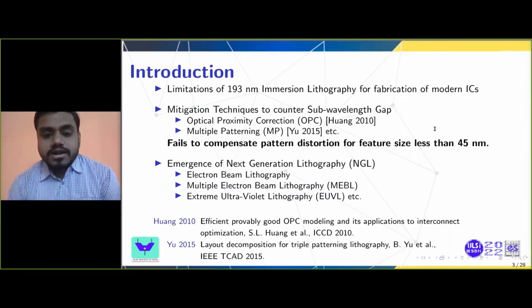As we know, 193 nanometer immersion lithography is the most commercially used IC fabrication technique. However, as time progresses, the feature size decreases, which creates a gap between the lithographic wavelength and modern feature size. It leads to pattern distortion, electrical violation, etc. Several mitigation techniques such as OPC, MPL have been proposed. However, they fail to compensate pattern distortion for feature size less than 45 nanometer. The next generation lithography techniques overcome the problem of 193 nanometer immersion lithography. Our proposed work is for multiple E-beam lithography.